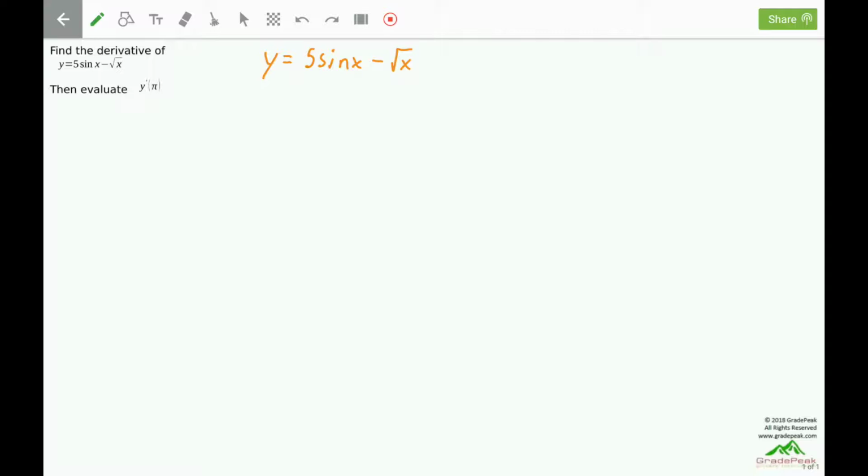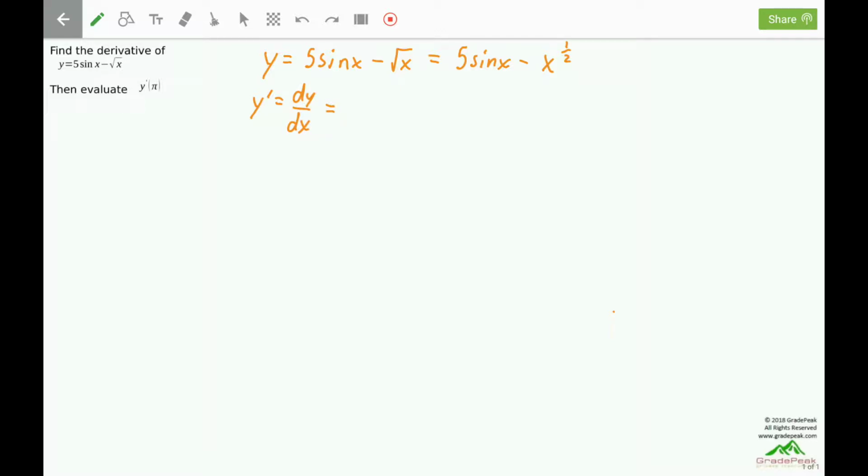of x. Before I take the derivative, I'm going to need to rewrite that square root of x as a fractional exponent. 5 sine x I can leave alone, minus x to the first power and then square root. X to the 1/2.